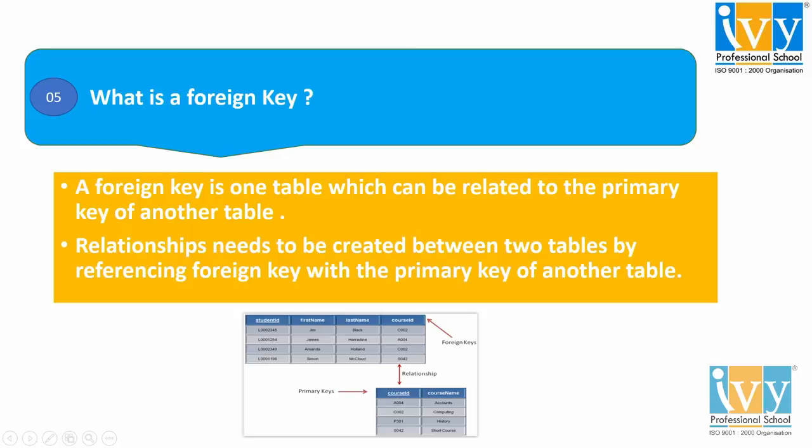primary key. And this course ID is the foreign key in another table that has 4 columns: student ID, first name, last name and course ID. That means the one which is the primary key in one table becomes the foreign key in another table.